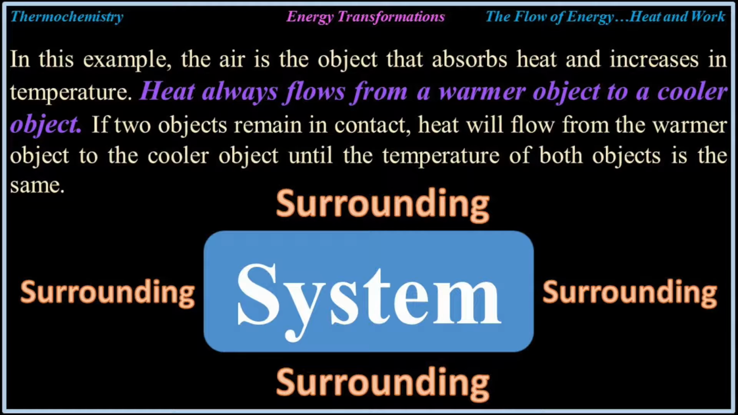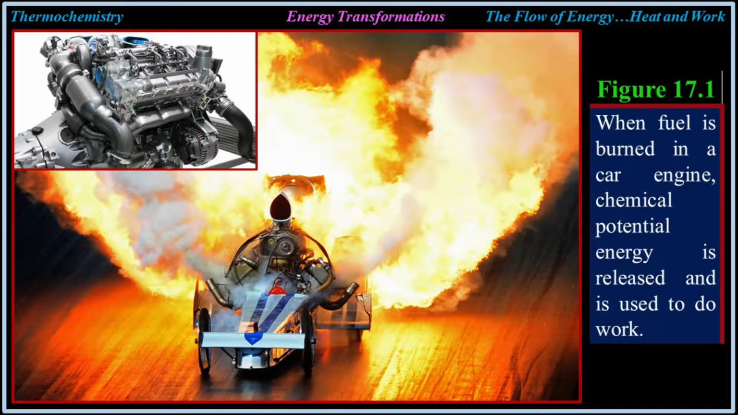Heat always flows from a warmer object to a cooler object. If two objects remain in contact, heat will flow from the warmer object to the cooler object until the temperature of both objects is the same. Figure 17.1, when fuel is burned in a car engine, chemical potential energy is released and is used to do work. Very exciting.